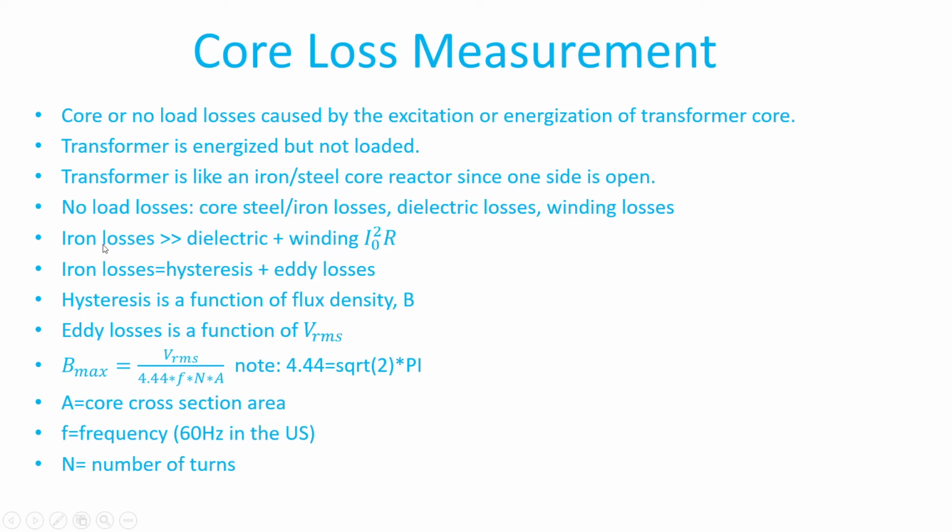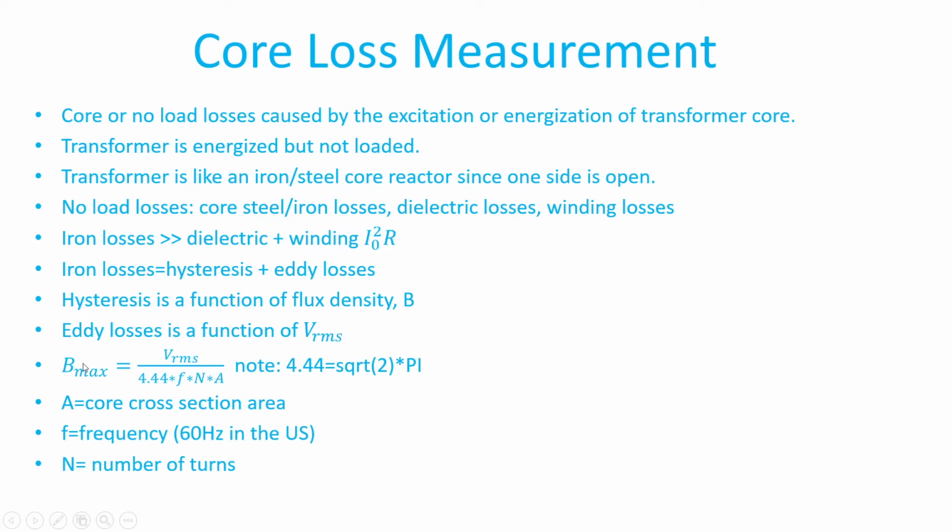But we know that iron losses or core losses are very, very big. They are way bigger than dielectric plus I squared R losses. Iron losses are made up of what we call hysteresis and eddy losses. Hysteresis is a function of the flux density, B. Eddy losses is a function of the RMS voltage that's applied.